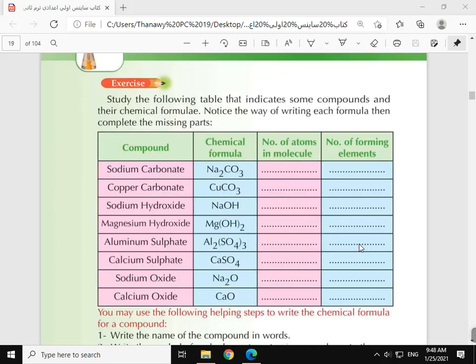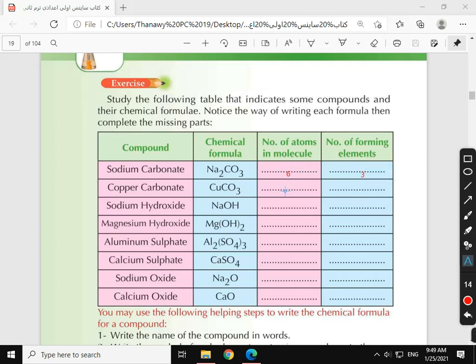Exercise. Study the following table that indicates some compounds and their chemical formulas. Notice the way of writing each formula, then complete the missing parts. Compound 1, sodium carbonate. Its chemical formula is Na2CO3. In the molecule we have 3 oxygen, 1 carbon and 2 sodium, so the number of atoms here is 6. And the number of forming elements, we have 3 elements: oxygen, carbon and sodium. So 3.